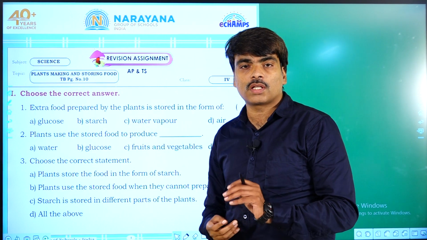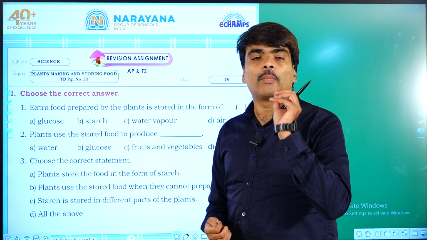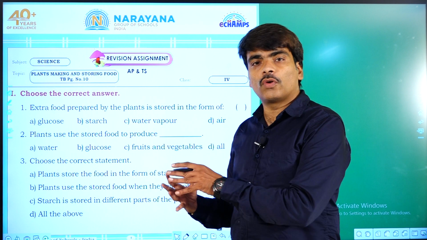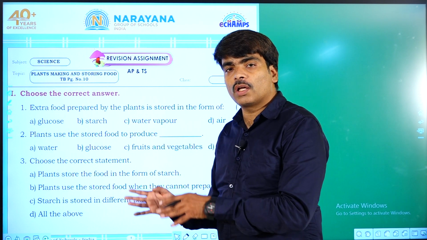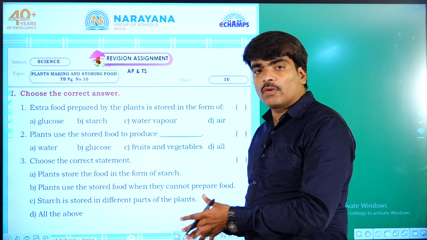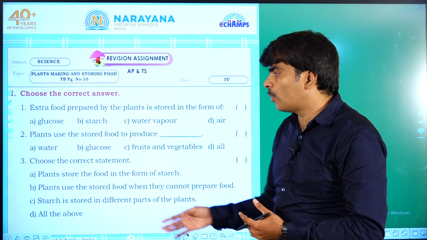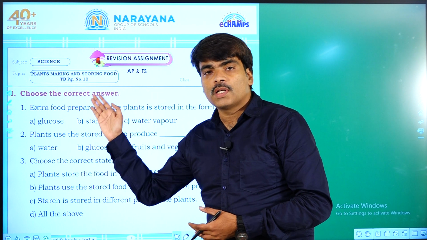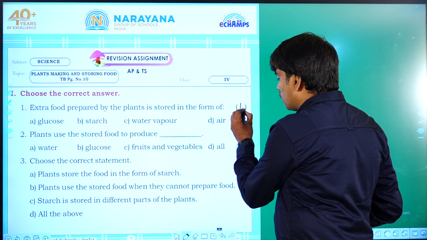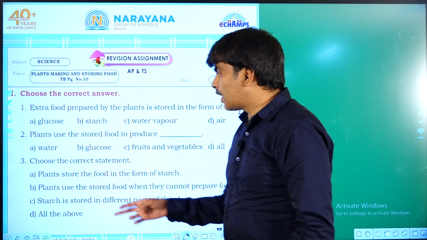What is glucose? It is the food prepared by the plant in the process of photosynthesis. During photosynthesis, plants prepare food in the form of glucose and utilize it. And the extra food which is prepared is stored in the form of starch. So our option is B. We got our answer B. Moving on to the second one.